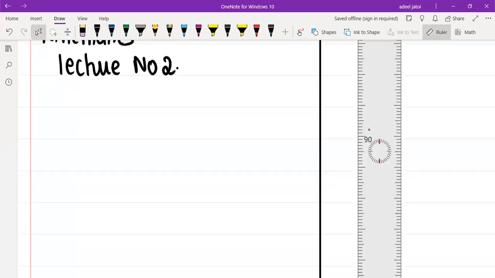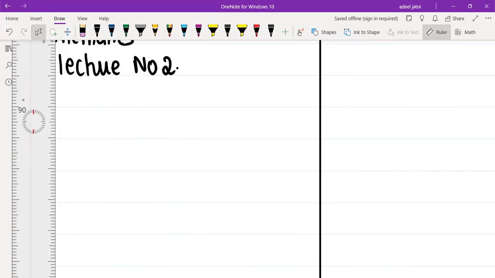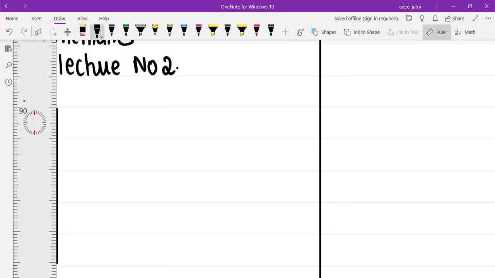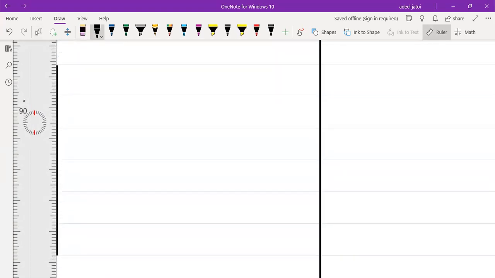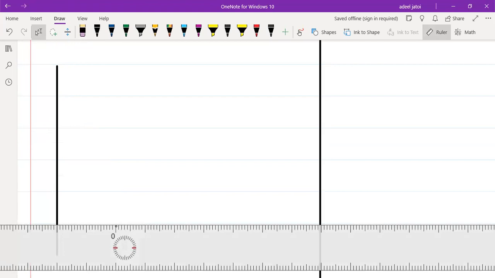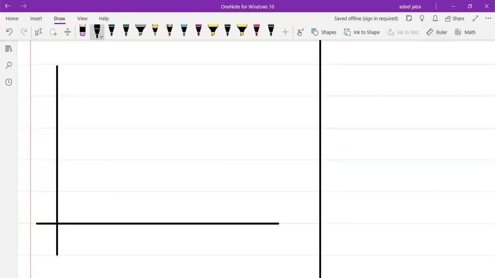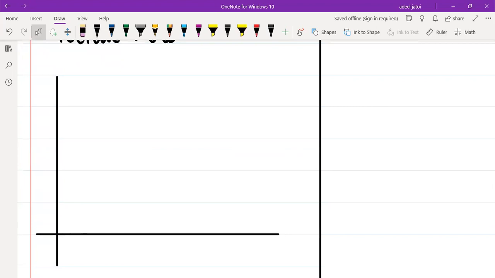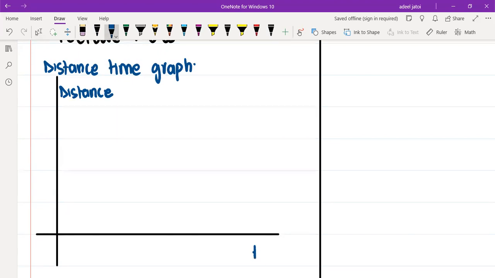Let's say we have a graph, creating a graph. Now, I'm starting off with the distance time graph, where here in the y-axis we'll have distance and we will have time in the x-axis, right?